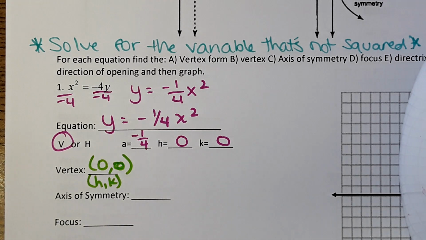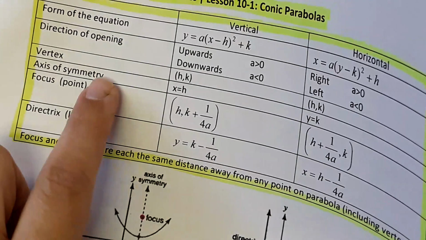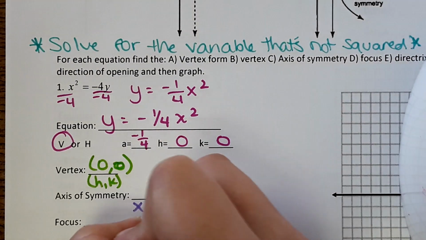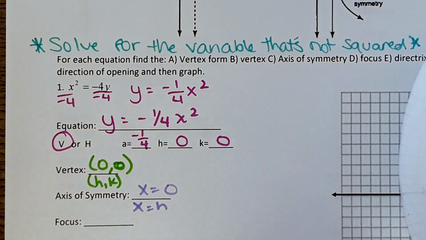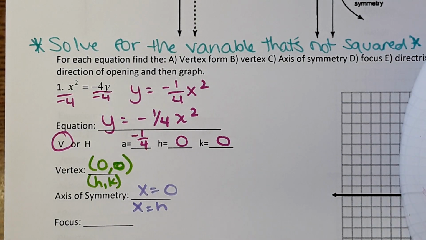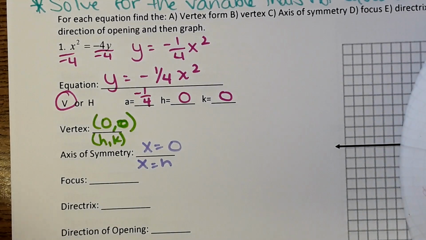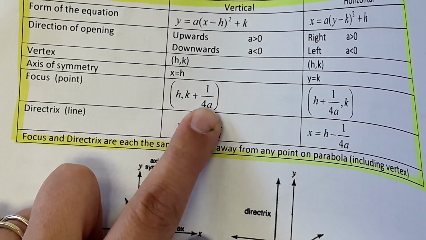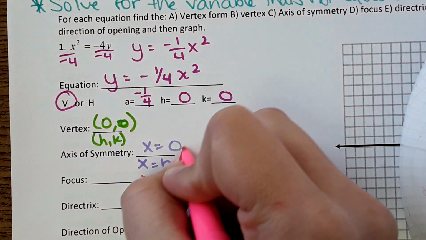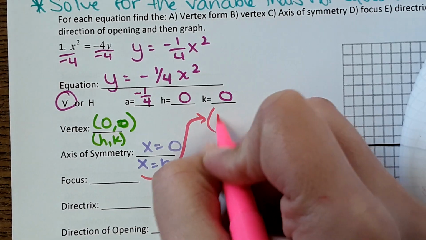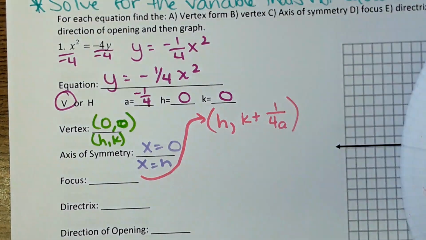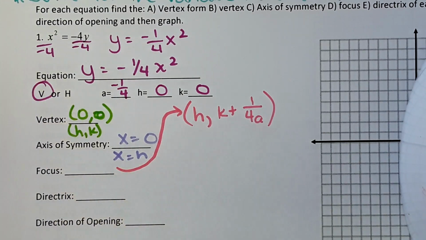Okay, then axis of symmetry. Again, I'm going right here, pulling out what it says to do: x equals h for axis of symmetry. Or h is 0, so x equals 0. Then the focus point. It's this. Okay, cool. It looks complicated, but we're really just plugging in numbers. So the focus is h, k plus 1/4a. And then I'm going to plug in the values.